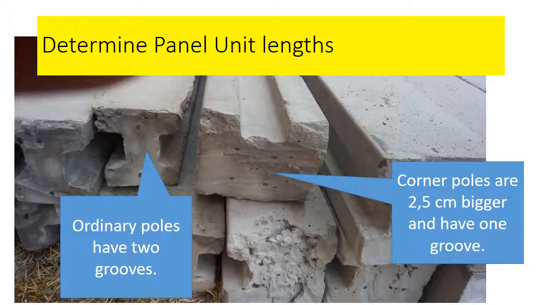Then you determine the pole unit lengths. You get ordinary poles and also corner poles. The ordinary poles consist of two smaller grooves, and then the corner poles are stronger, and that gives you then the panel units.